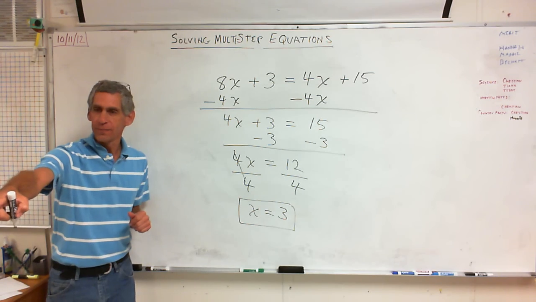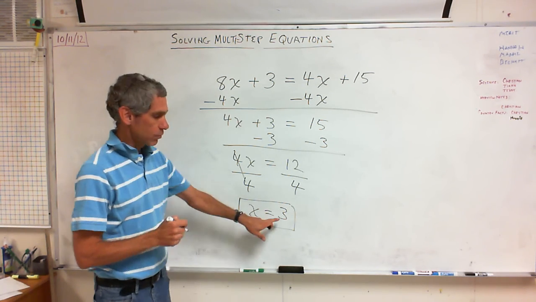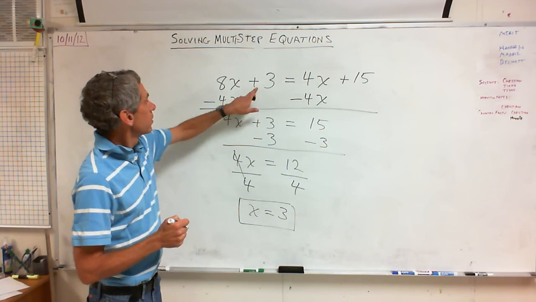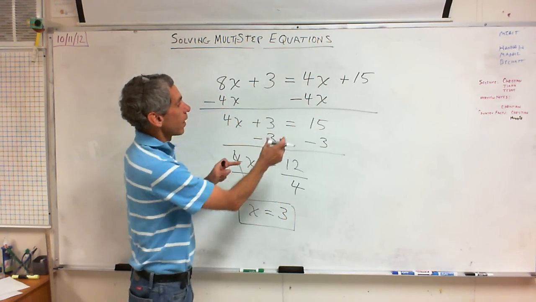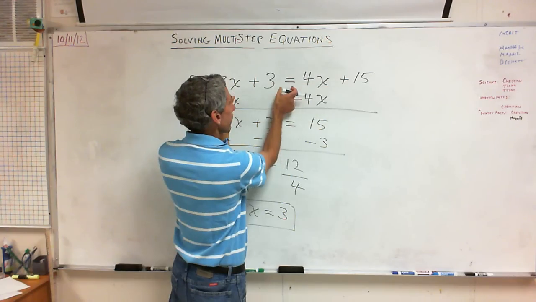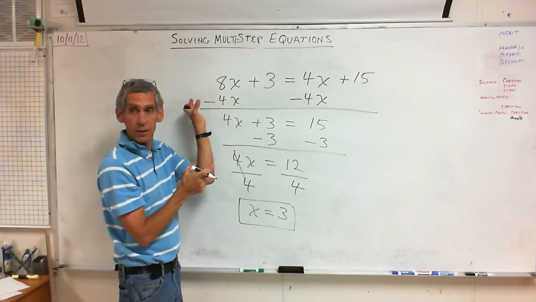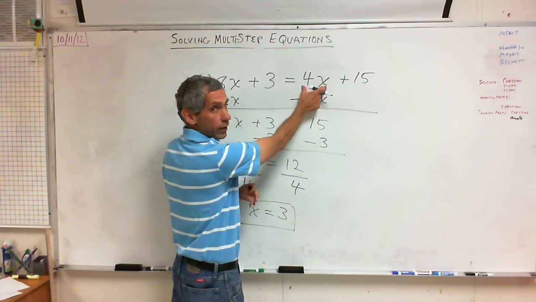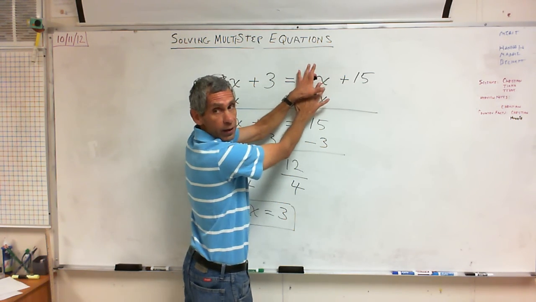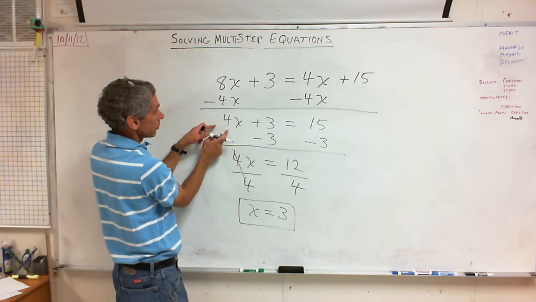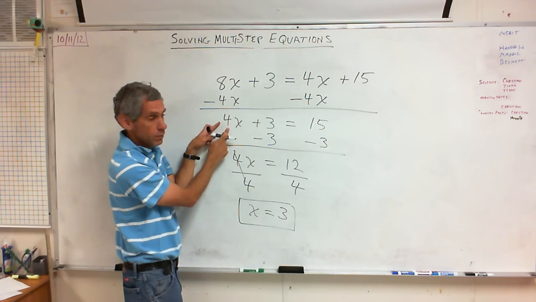Did it make sense, Liam? Where did I get the what? This 3? So I have 8x plus 3 equals 4x plus 15, right? And I'm going to look at my x's. I've got 4x's on the right side of the equal sign and 8x's on the left side. So I'm going to subtract my 4x's on the right side so that I no longer have x's on the right side. And then I subtract 4x's over here, so all I have left is 8x's minus 4x's is 4x.